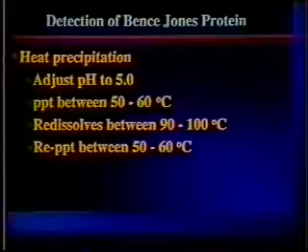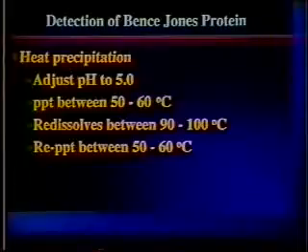When you look in the urine, then what you're actually looking for is light chains. And we do what's called a Bence-Jones protein test. And a Bence-Jones protein test is looking for immunoglobulin light chains in the urine. It's a heat precipitation test. The urine is adjusted to a pH of 5, and then you heat the urine.